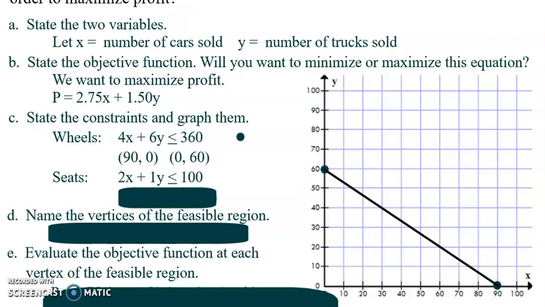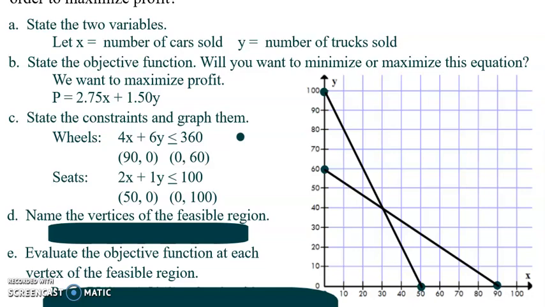Okay, so now with my second inequality, 2x plus 1y is less than or equal to 100. For my x-intercept, cover up my y term, and now I have 2x is equal to 100. Divide both sides by 2, I get x equals 50. And then for my y-intercept, my x value is 0, so I cover up my x term, and now 1y equals 100. Well, that's just y equals 100. So my y-intercept is going to be 100. So 50 for my x, 100 for my y, and then connect those 2 points.